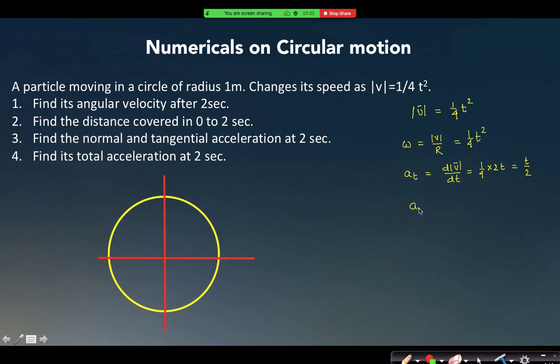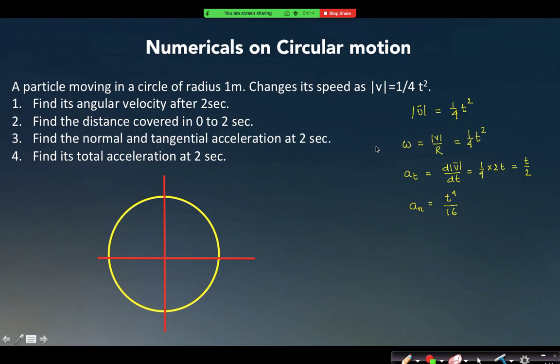And what is normal acceleration at any instant? How do I find that normal acceleration? V square by r. R is again 1, so v square is t power 4 divided by 16. Now look, I have got all the values in terms of t. Now I will put the value of t equal to 2 seconds in them one by one.